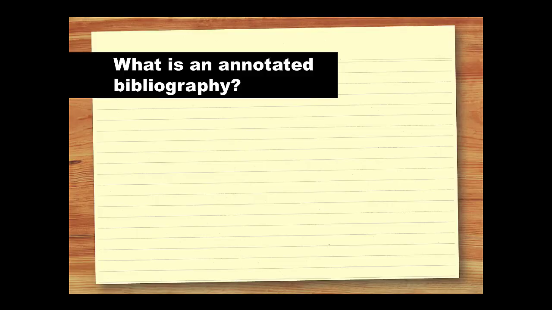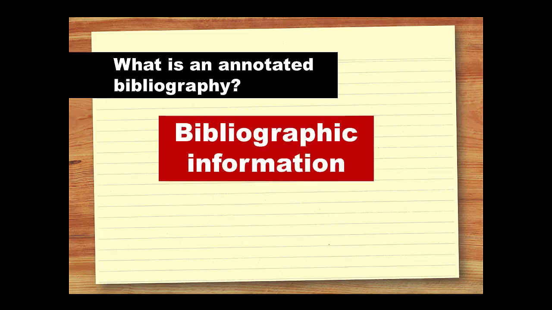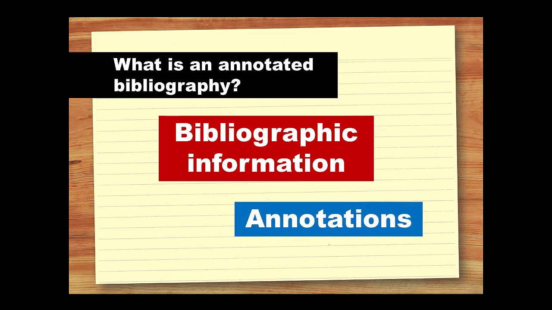An annotated bibliography has two parts. The bibliographic information, which includes the author's name, the date of publication, the titles of the article, journal or book, and the volume and page numbers if applicable. And then you have the annotations, which are your summaries and evaluations and reflections on the main points of the chapter, book or article you've read.